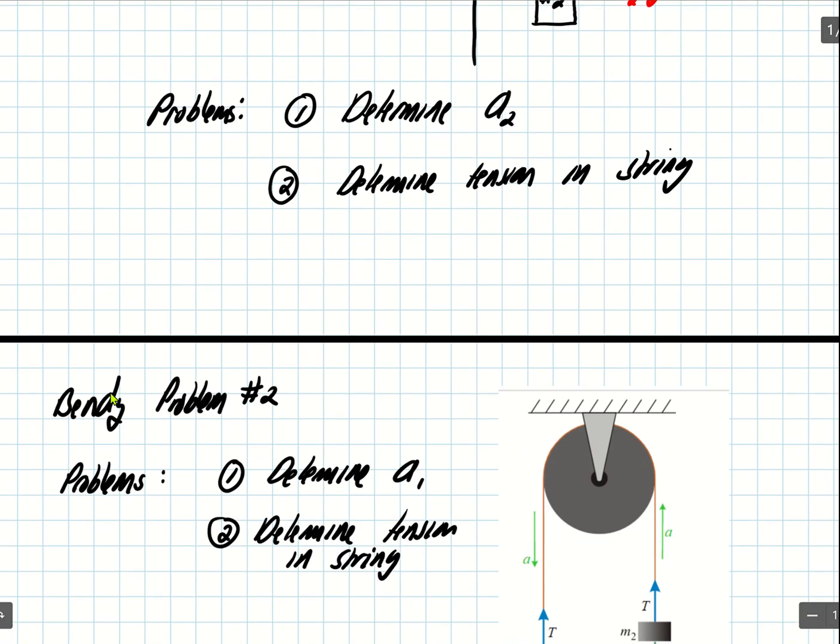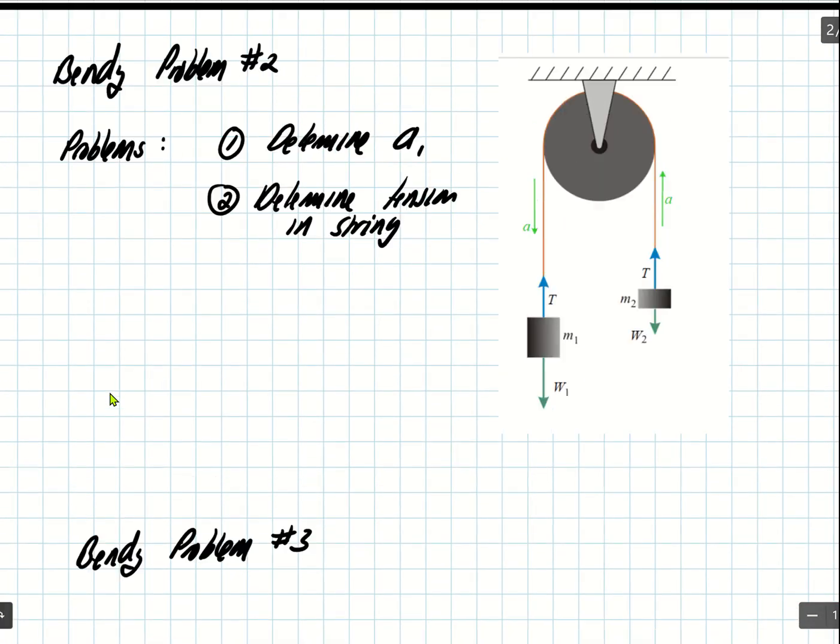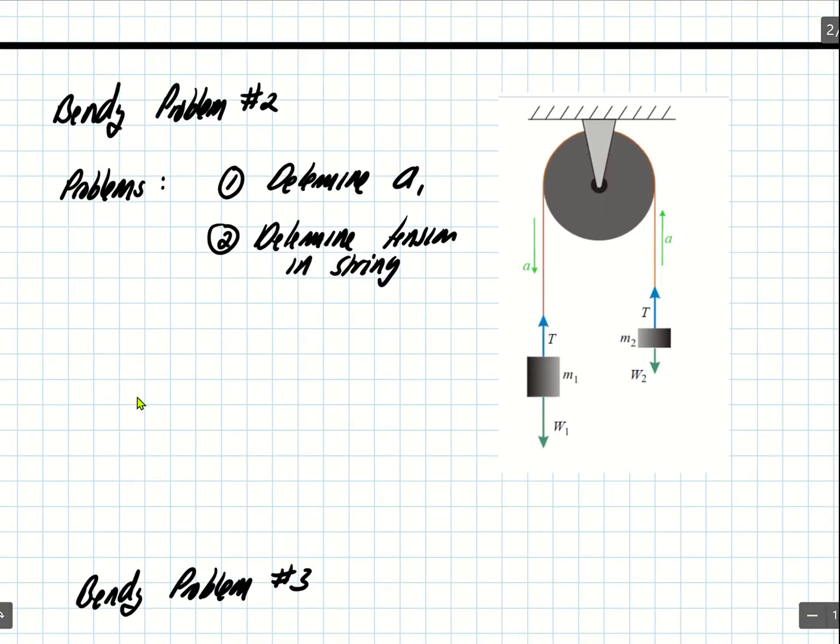Let's talk about bendy problem number 2. It's another connected object problem. All of these bendy problems involve a pulley. So here's our pulley, and there's a lightweight string connecting two objects, object 1 and object 2. So mass 1 is for object 1 and mass 2 is for object 2. And what I want to know in this case is the acceleration of object number 1, and the tension in the string.